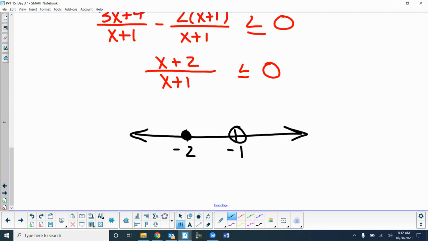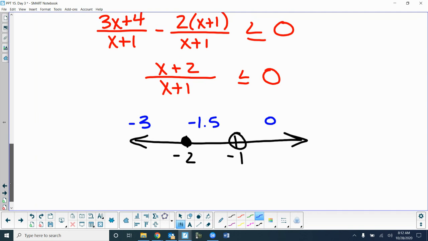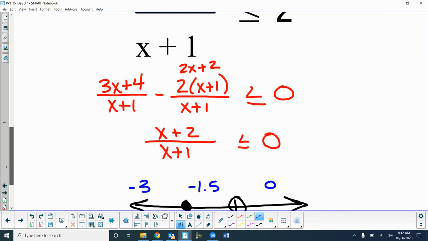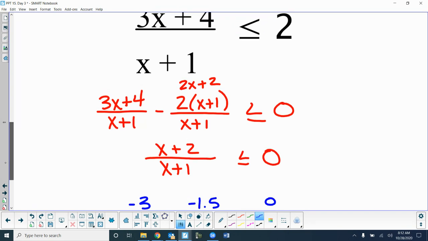So my numbers I'm going to pick are -3, -1.5, and then over here is 0, so I'm going to use 0 on that end. Again, just any number that's in those areas. And you can pick a different one, but if it's 2 numbers right next to each other, I always just go halfway between. So again, we go back to the original problem to plug those in. All right, can I see them?